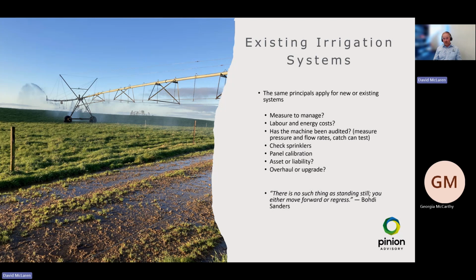Is it time for an overhaul or an upgrade? And I think this quote here is relevant. There's no such thing as standing still. You either move forward or regress. So an irrigation system isn't set and forget. It requires maintenance. You need to measure to manage, and it will quickly become apparent if it's an asset or a liability, and you can step through that once you've got some measurements off the machine.